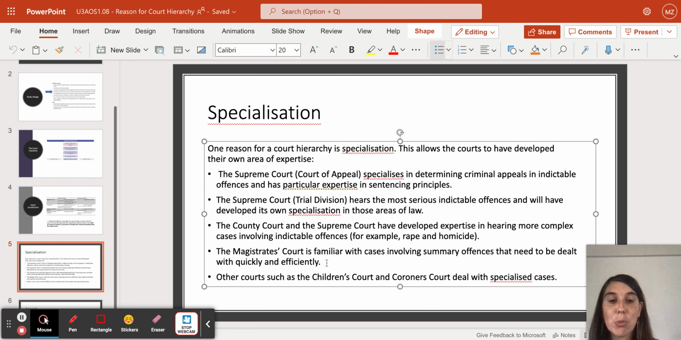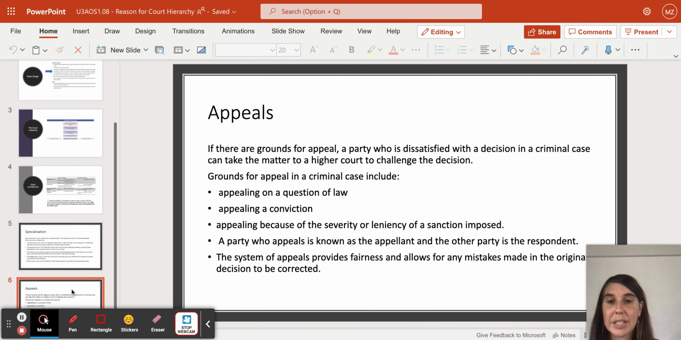Okay, so for example, the Magistrates Court specialises in summary offences. That means it can be dealt with nice and efficiently because they know how to deal with and understand how to deal with summary offences. Okay, so specialisation. The second reason is appeals.